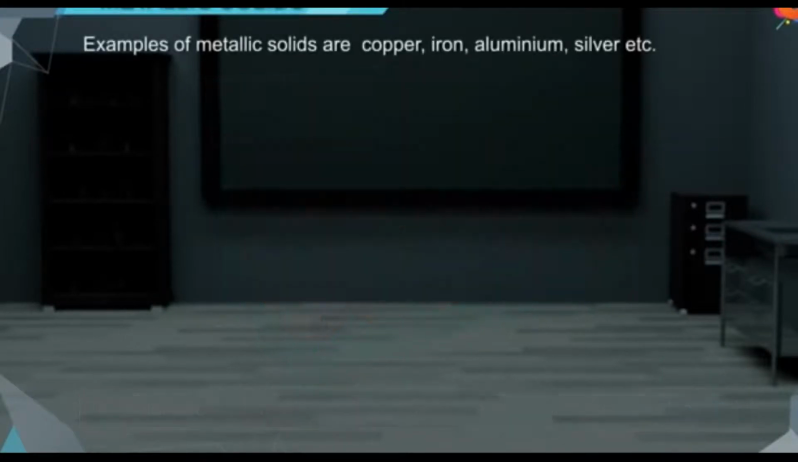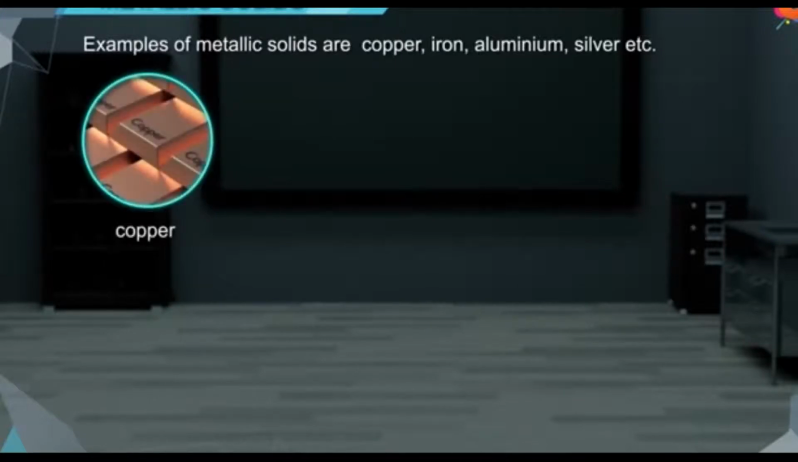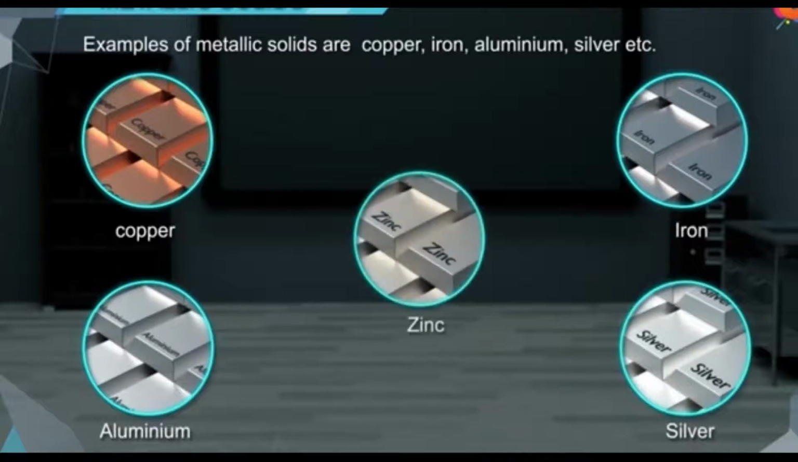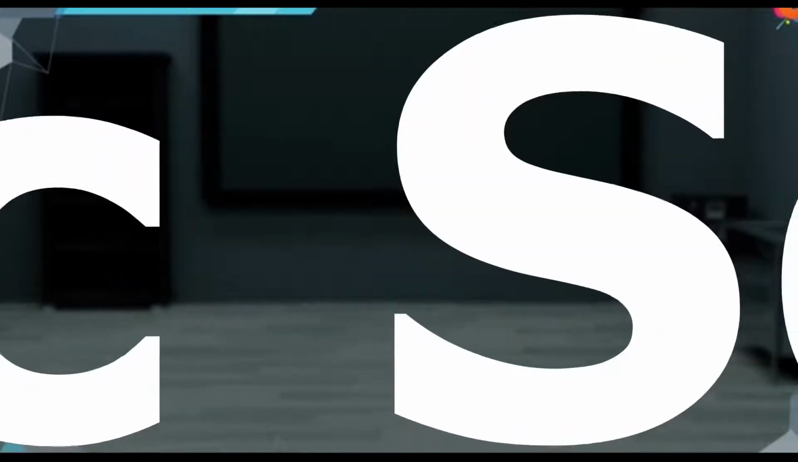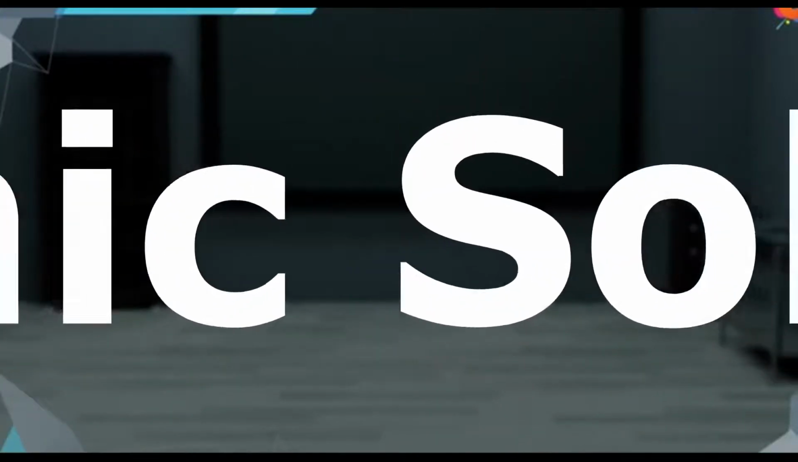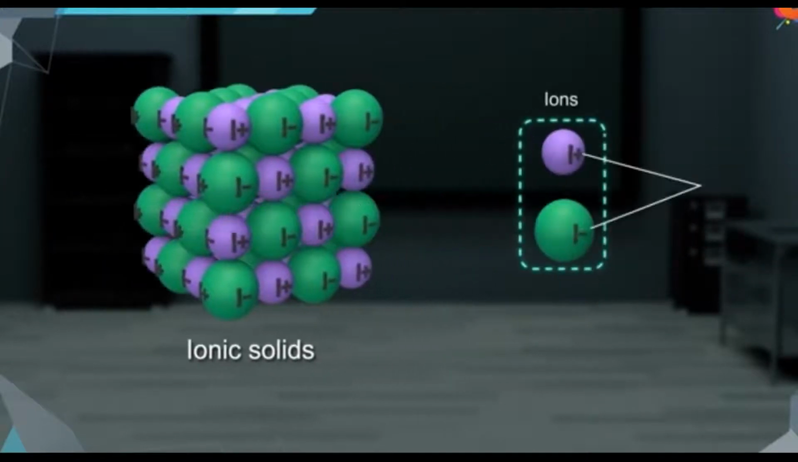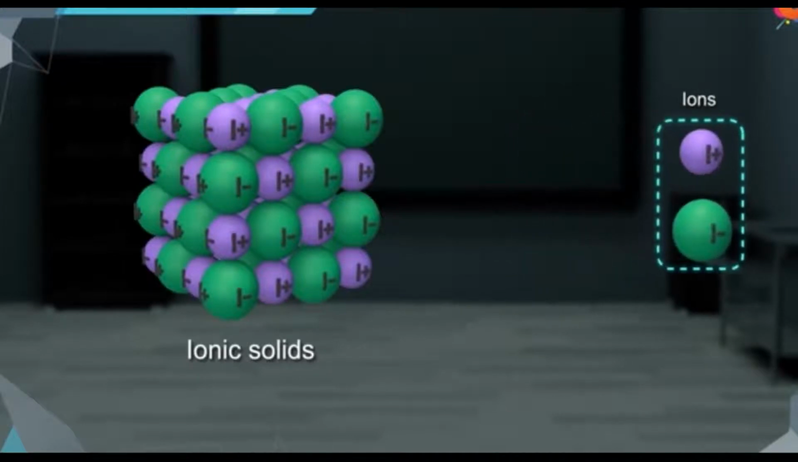Some of the examples of metallic solids are copper, iron, aluminum, silver, etc. Ionic solids. In ionic solids, ions are the constituent particles. In these solids, there is a three-dimensional arrangement of cations and anions.